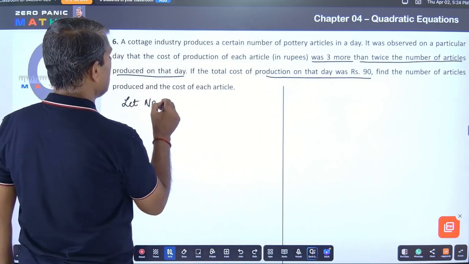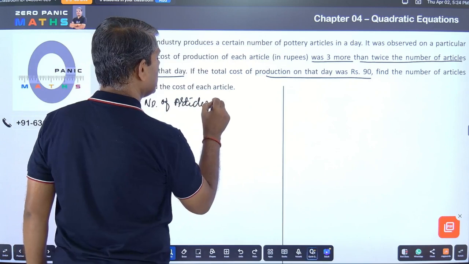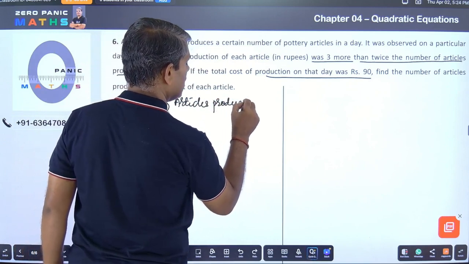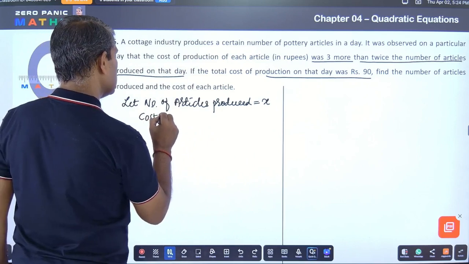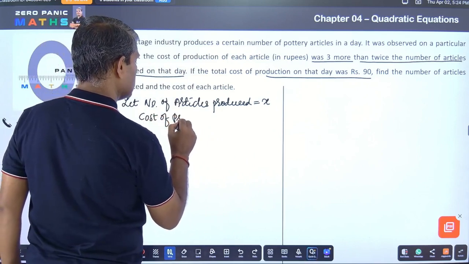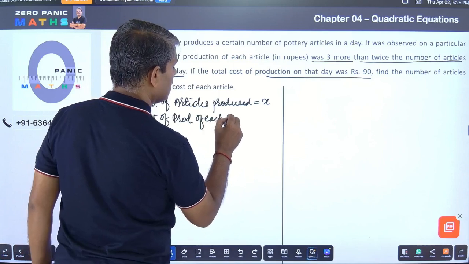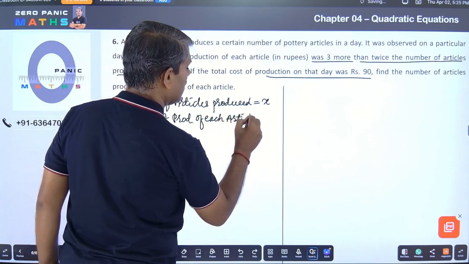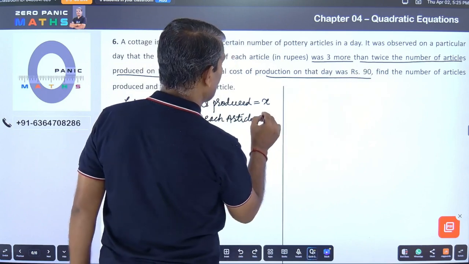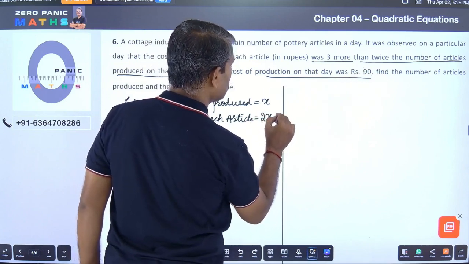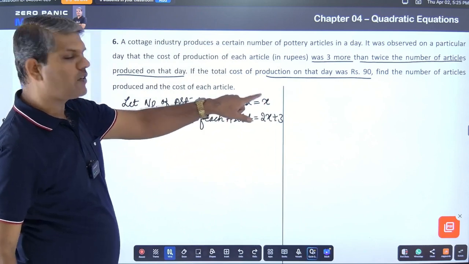Let us write that. Number of articles produced is equal to x, and cost of production of each article is equal to, as they are saying, 3 more than twice the number of articles. Twice the number of articles is 2x and 3 more than is plus 3. So 2x plus 3 is 3 more than twice the number of articles.